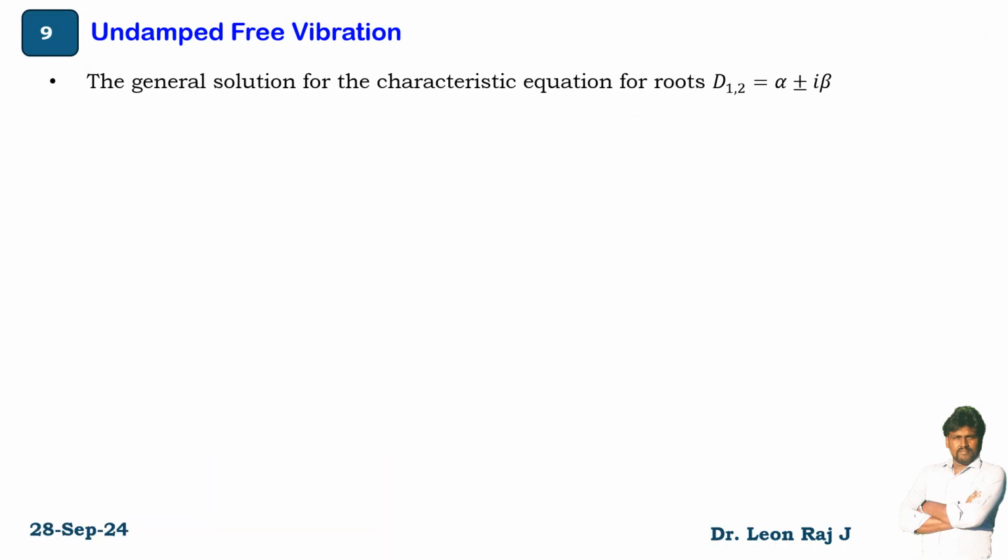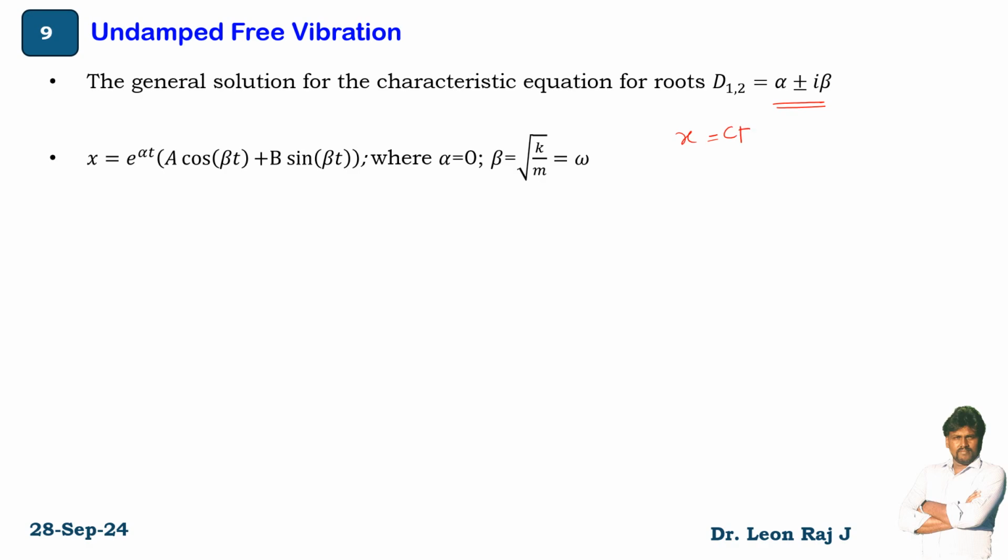So here your roots are looking like complex numbers, that is alpha plus i beta. So subsequently the complementary function, so here x equal to complementary function plus particular integral. Here the particular integral is 0 and hence the response is only the complementary function. So e power alpha t into a cos beta t plus b sin beta t.